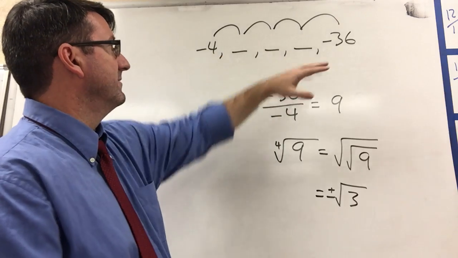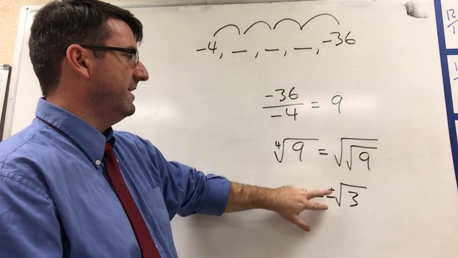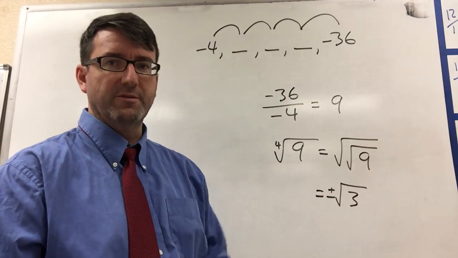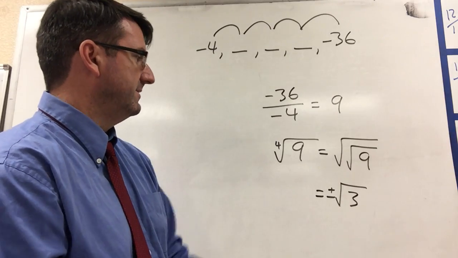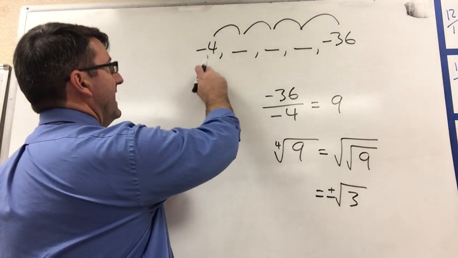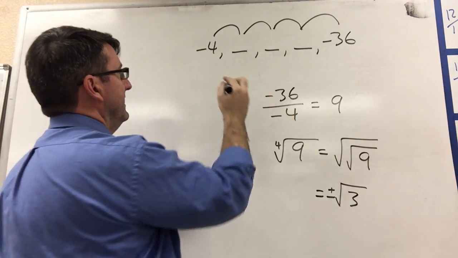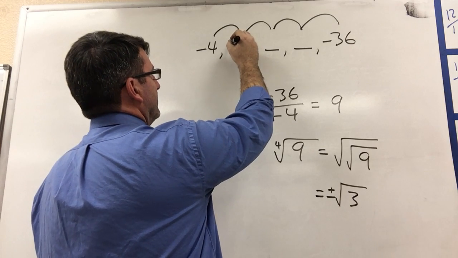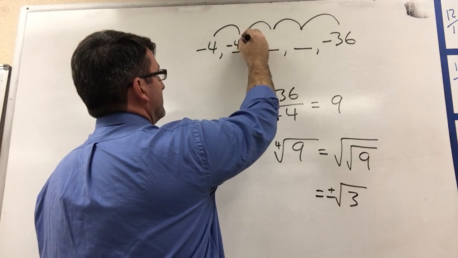So to find all of the rest of these, we can take either one, either positive square root of 3 or negative square root of 3. Let's go ahead and do positive square root of 3. -4 times the square root of 3 is going to be -4 square root of 3.